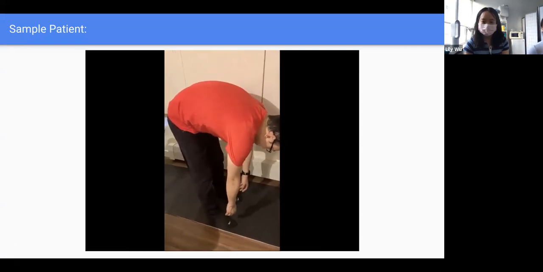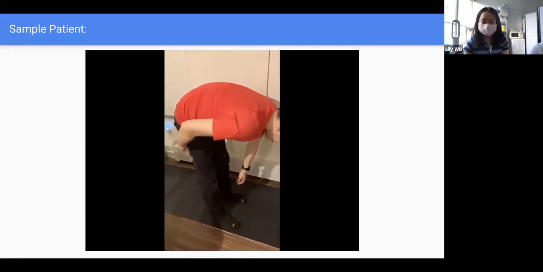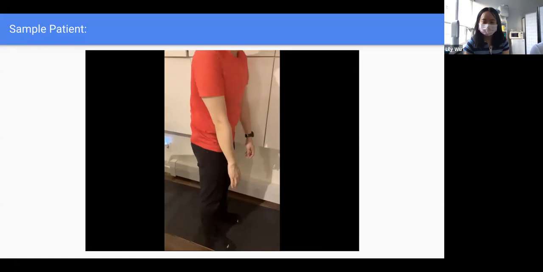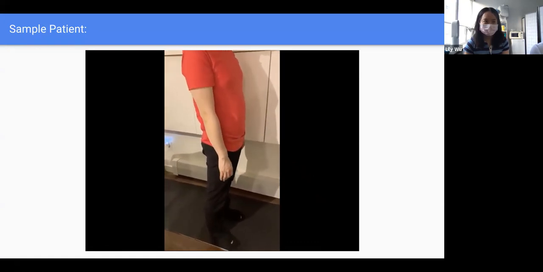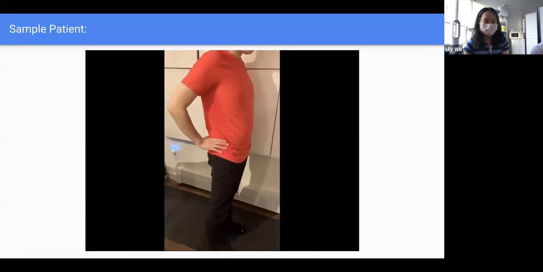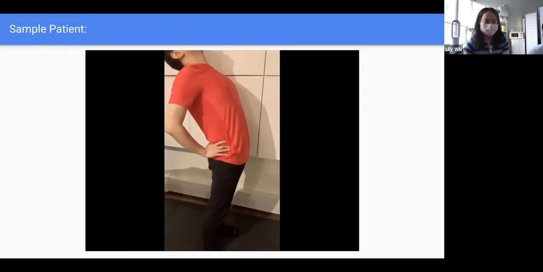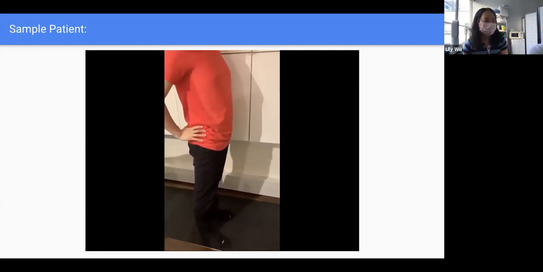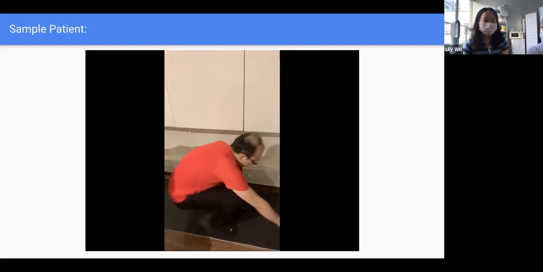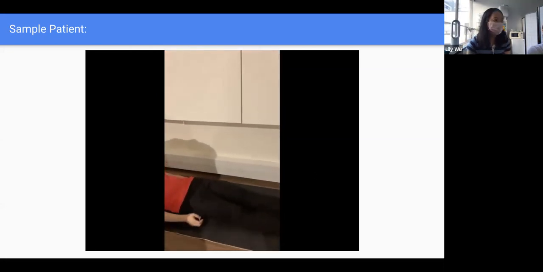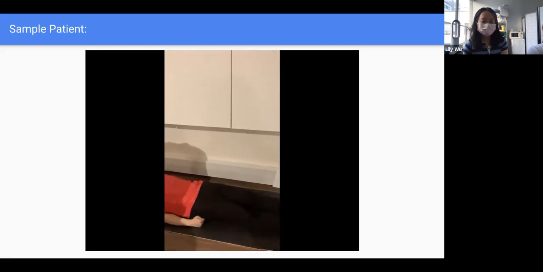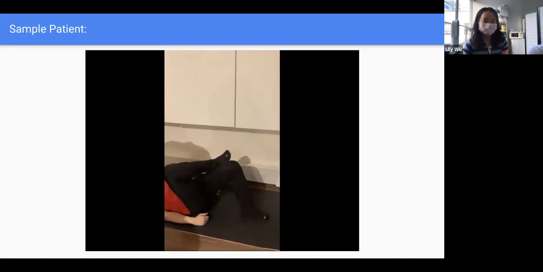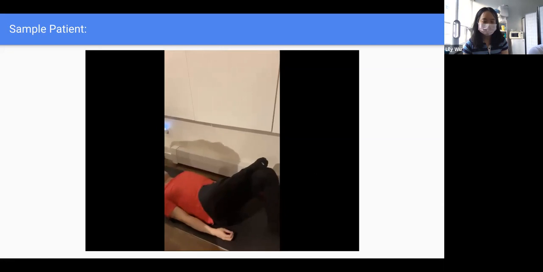So he's doing the forward bend test. He's having some of that nerve issues too. And then he's come up straight again. Let's put your hands on your hips and just bend backwards. Any discomfort there? No? Okay. And then let's get you lying down on your back. Bend both knees, and do a figure 4 with your right leg over your left. Any problems there?